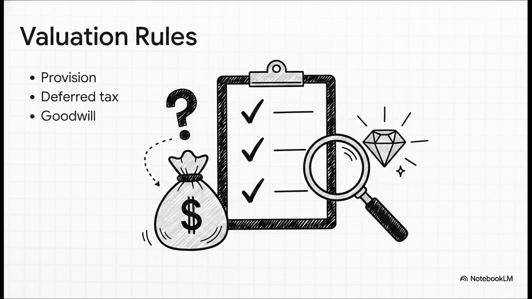Then we've got deferred tax again. Remember, always non-current. And finally, goodwill. That's the premium paid when acquiring another company. The key rule here? Goodwill is never just steadily amortized over time. Instead, it has to be tested at least once a year for impairment, just to make sure the value of that acquisition hasn't permanently dropped.